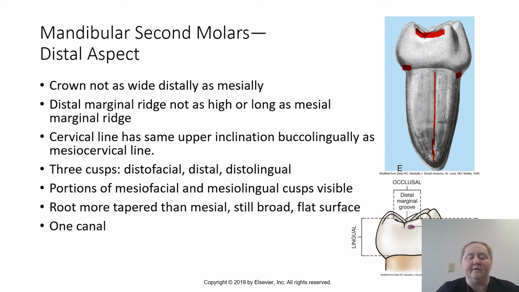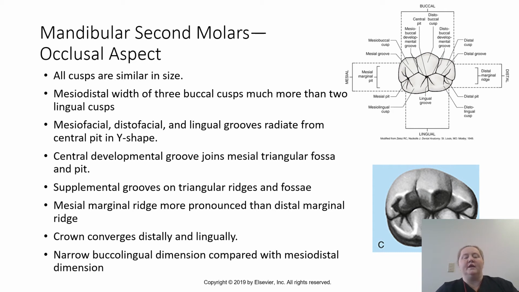And then three cusps, we have the distal facial, distal, and distal lingual that we can see here. Here's our distal, here's our distal facial, and our distal lingual. Looking at our occlusal table, all cusps are about equal in size. The mesiodistal width of the three buccal cusps is much more than two lingual cusps. So our mesial is going to be higher or wider than our distal, and that's pretty typical, right? Because we're converging towards the lingual, and that helps us get into those embrasure spaces.